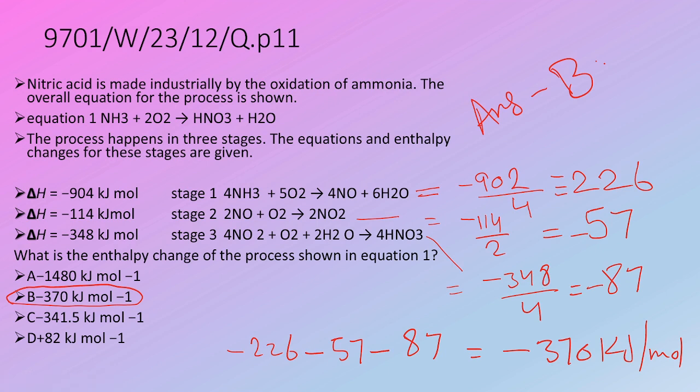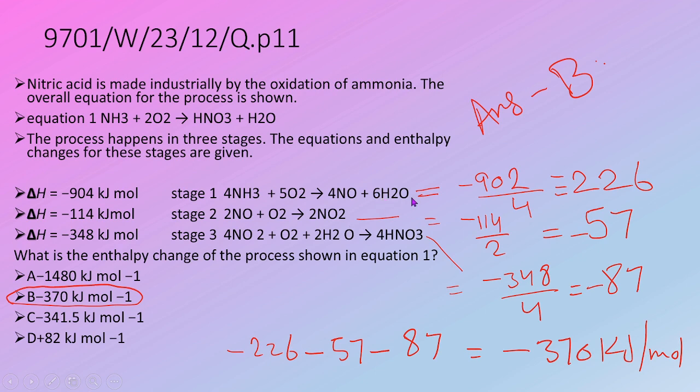This is a question from a paper. You can see that this is a very different question because they are asking about making nitric acid in industry by oxidation of ammonia. The equations for the process are shown here. The process happens in three stages, so we need to calculate the answer.